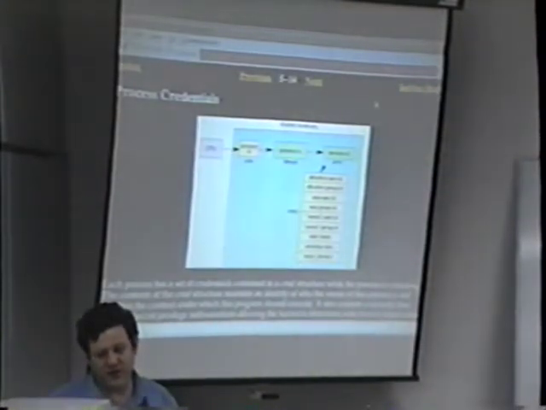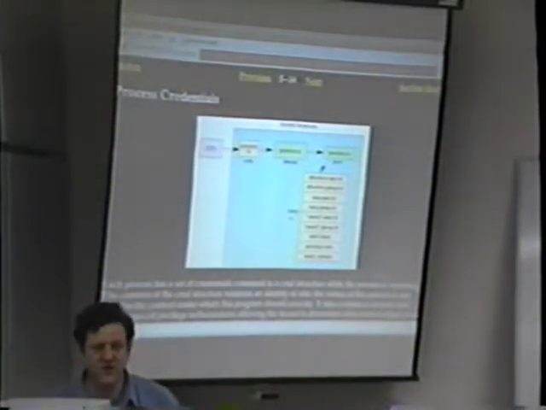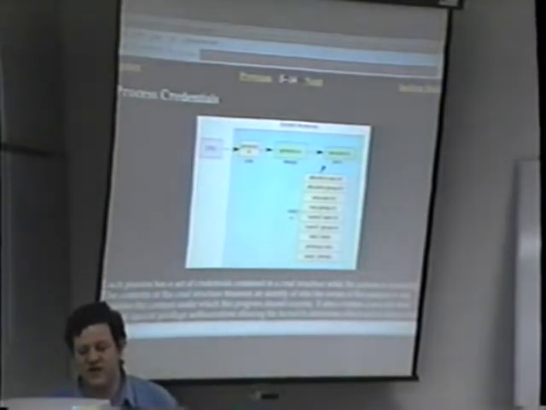We also talked earlier about process credentials. When a process starts, we have to create the credentials, the CRED structure within the kernel. And in that structure, we're basically keeping track of who we are, the user, the group.